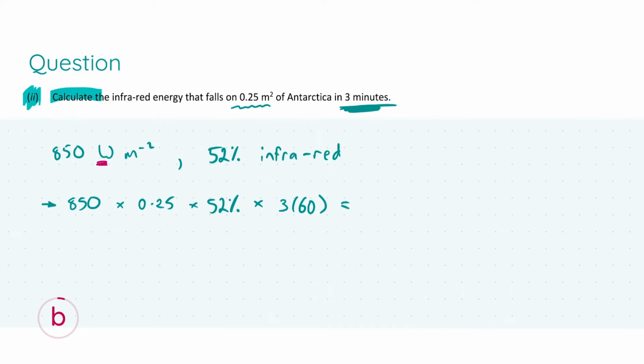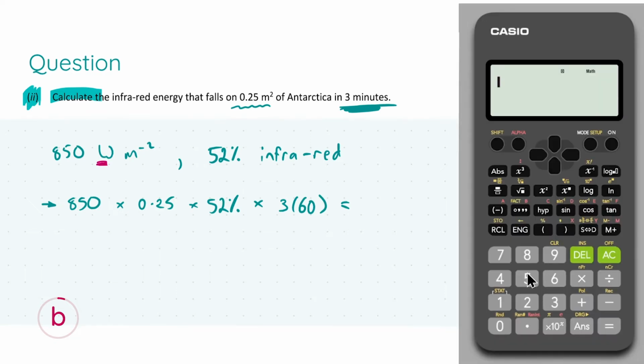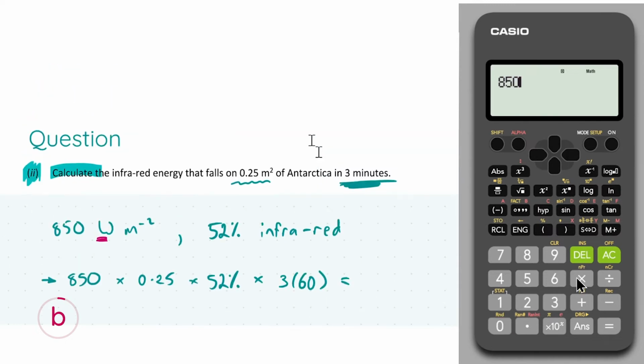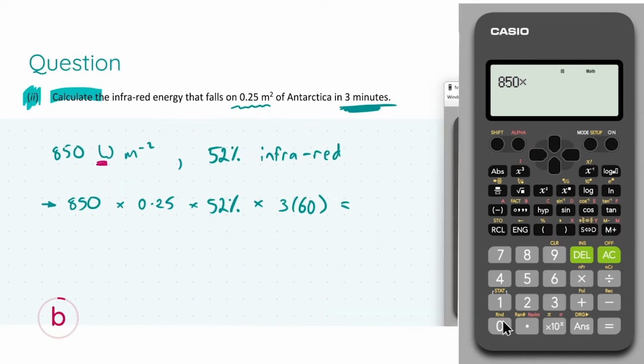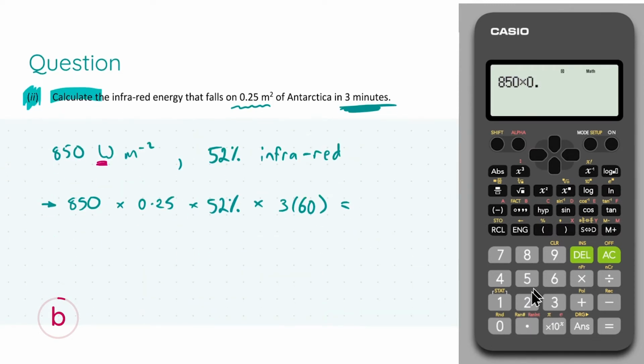We need to find out what this is equal to, so all we're going to do is put this into our calculator, and it's fairly simple from there. Bringing up my calculator here, we're going to multiply 850 times our 0.25 because there's only 0.25 meters squared available. We're also going to multiply by 52%, so 0.52, or you could just multiply by 52%. Oh, I have an extra multiplication sign in there.